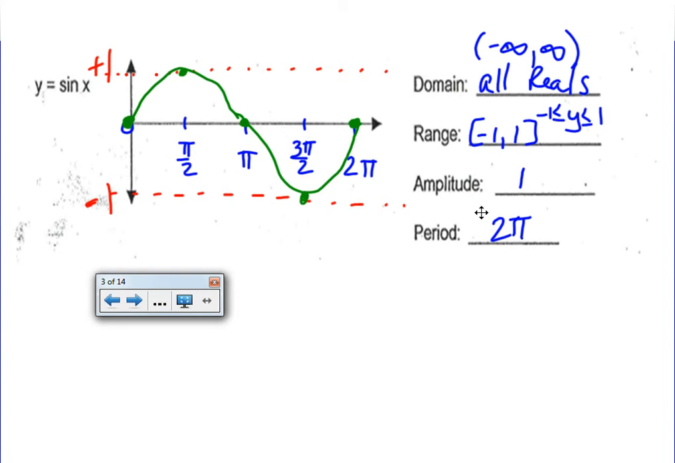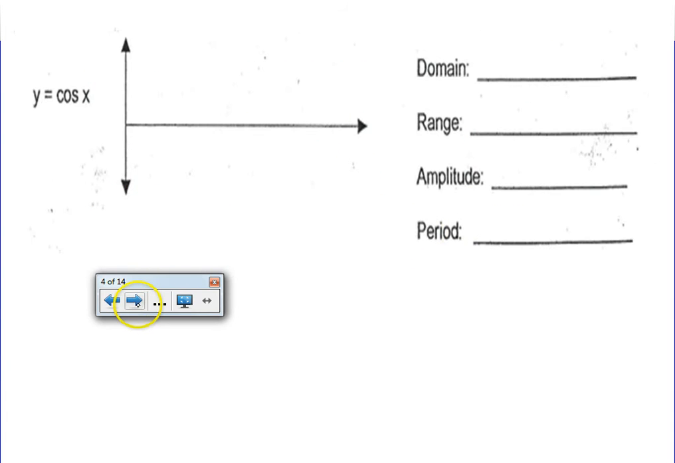Okay, our next function is cosine. So please go to y equals, change your function to say cosine of x. And your window's probably still fine. You can change it if you want.